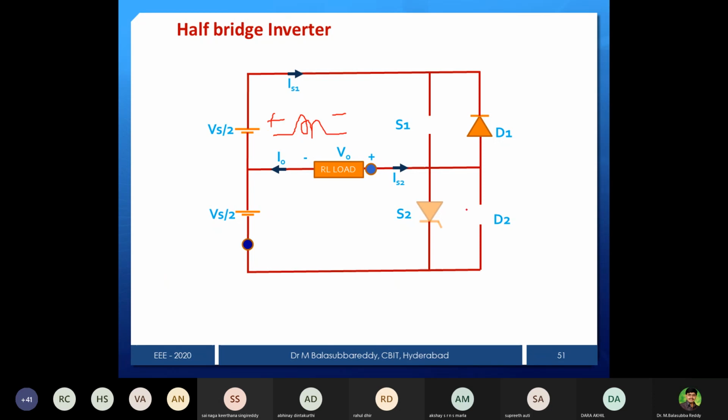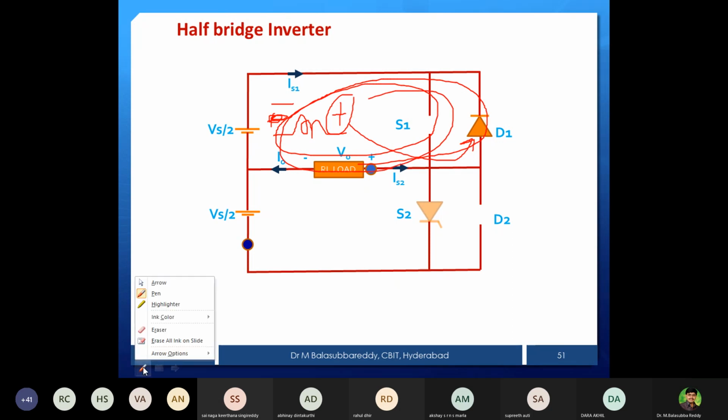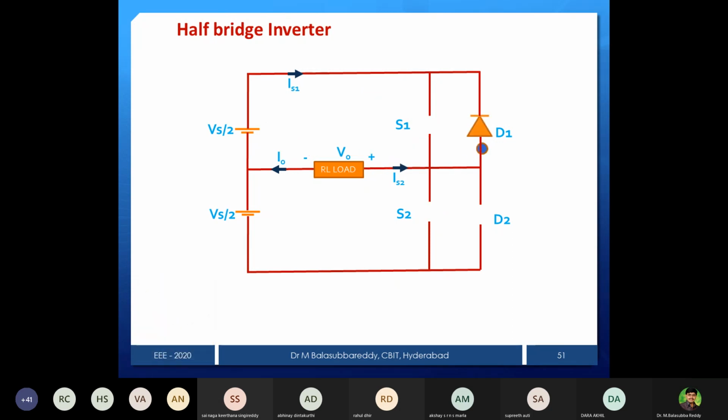While S2 turns off, the dissipation will reverse. This is your dissipation. And now which one is forward biased? Plus is connected to D1. So therefore D1 is going to fire and current is passing like this. This is the internal loop. Now see that once S2 also opens, whatever energy is stored in the inductor goes to D1, it goes to the source, the upper of the source. So this way we can operate.